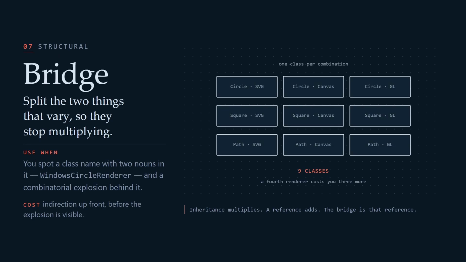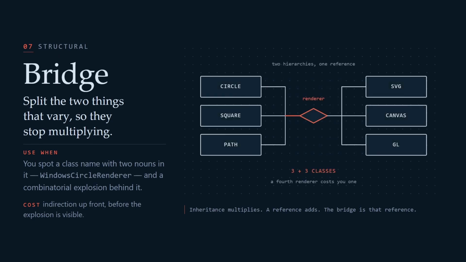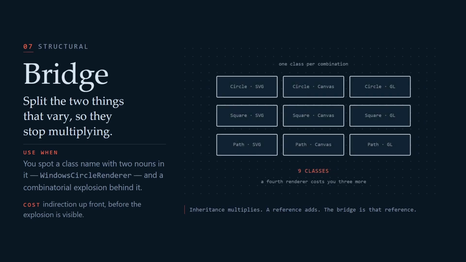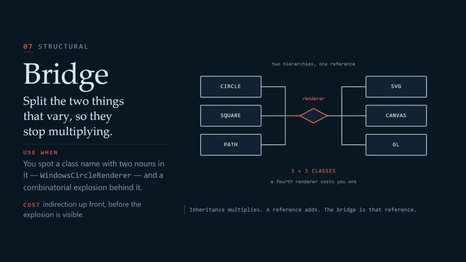9 classes because shape and renderer got tangled into one hierarchy. A 4th renderer would cost 3 more. Split them apart, joined by a single reference, 3 plus 3, and that 4th renderer now costs 1. Inheritance multiplies. A reference adds.